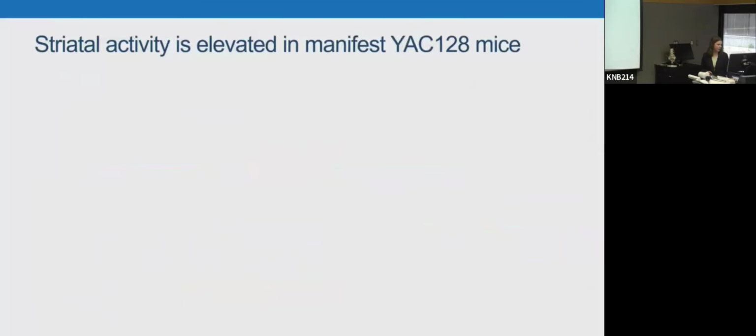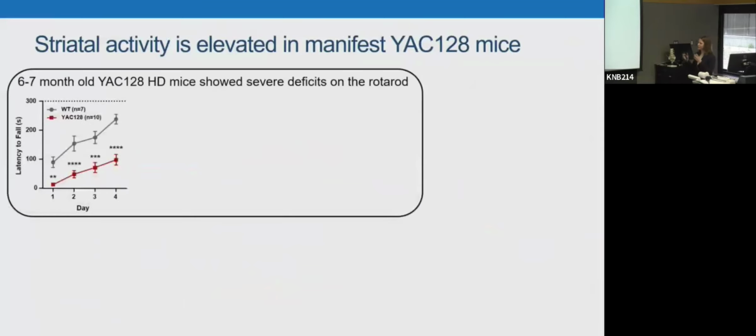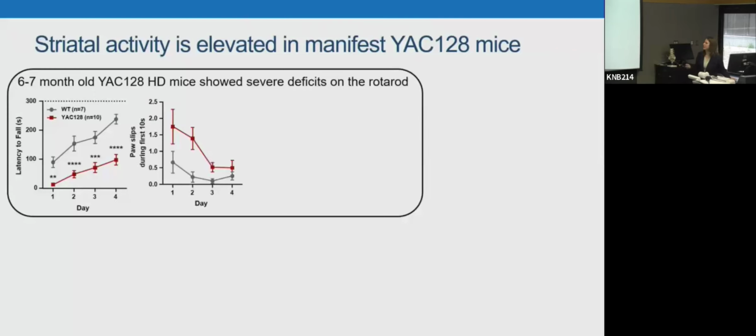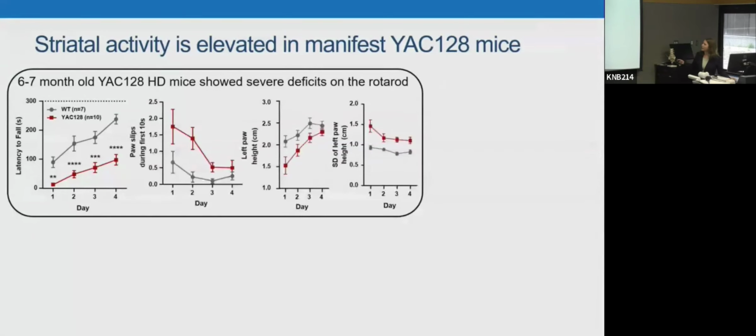And then just quickly, I also analyzed the rotor rod performance in the older mice. So these are the manifest HD mice. And these mice, as I showed before, had a severe deficit on the rotor rod when we looked at latency to fall. They also have severe deficits in other measures. They have an increased frequency of paw slips below the bottom of the rotor rod and changes to the paw height. So they have a reduced paw height compared to wild type and an increase in the variability in their paw height. This says left paw, but this was also shown in the right paw.